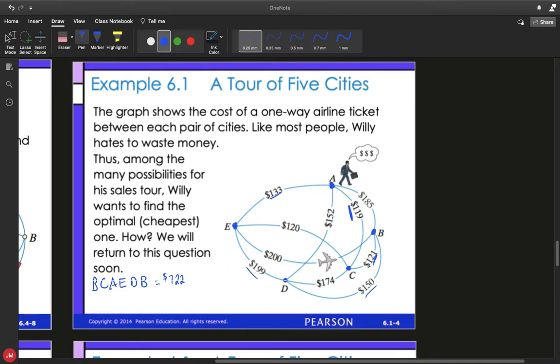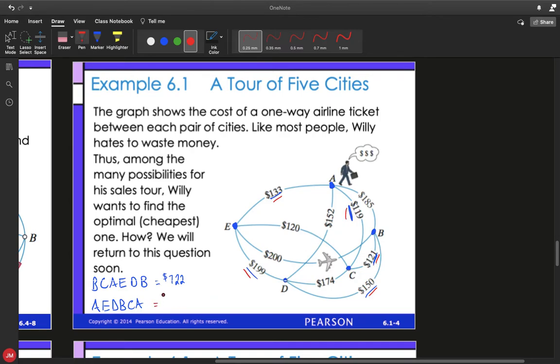And so here's what we're going to do. We're going to make it start at A, and then use this same circuit, but starting at A instead. So from A we went to E, from E we went to D, from D we went to B, from B we went back to C, and then from C we went to A. And if you look at what that would cost, A to E would be right here, E to D right here, D to B right here, B to C right here, and C to A right here.